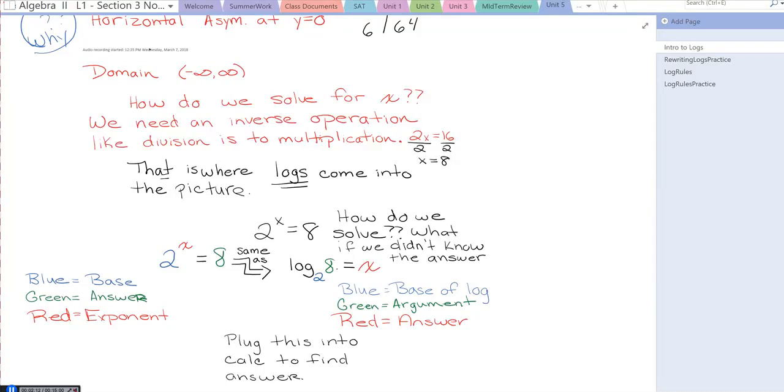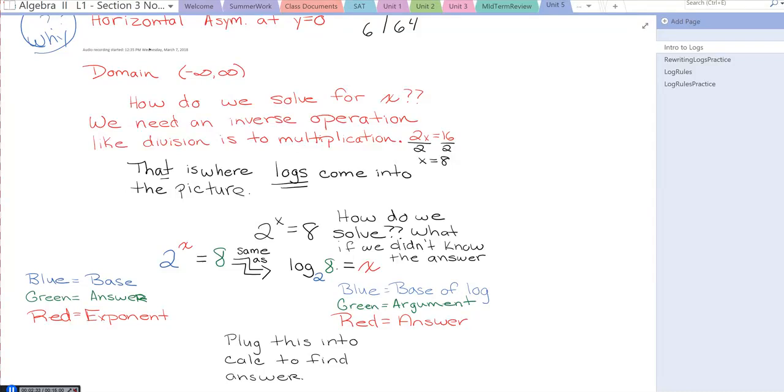A lot of this unit, you're going to be rewriting things in log form and exponential form and be able to go back and forth between both forms. So this is a key skill you're going to need for the unit. So as you can see, I try to color code it so you can see where all the numbers and letters went and where do they go.